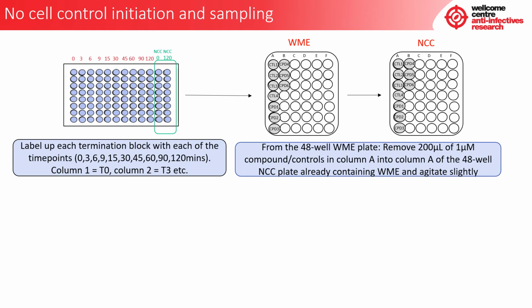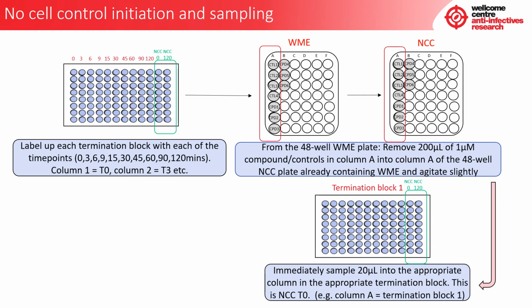Next, from the 48 well WME plate, remove 200 microliters of the 1 micromolar compound and controls in column A into column A of the 48 well no cell control plate already containing WME. Agitate this plate slightly. Immediately sample 20 microliters into the appropriate column in the appropriate termination block. This is no cell control T0. For example, column A equals termination block 1.